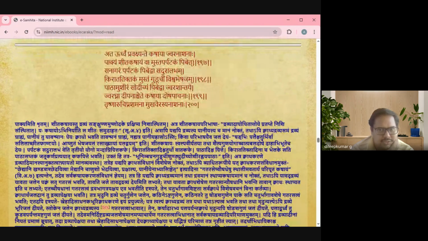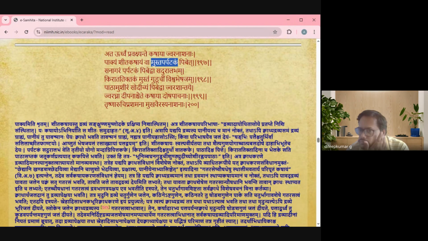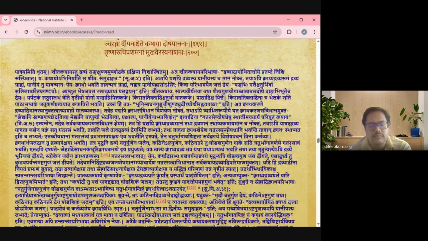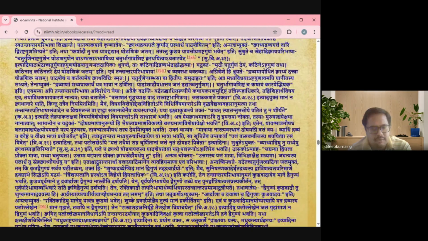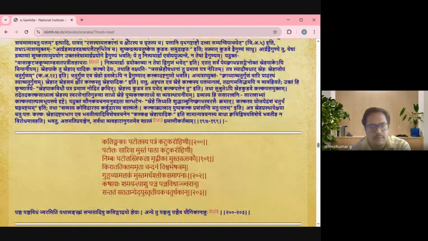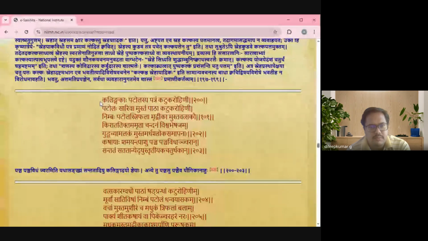Musta, Parpataka Kashaya, these are the different Kashayas which can subside the Jvara. Nagara, Parpataka, Duralabha Kashaya, Kirata Tiktadi Kashaya, Guduchi, Vishwabheshaja. So different Pachana Kashayas have been mentioned. This shloka is important.